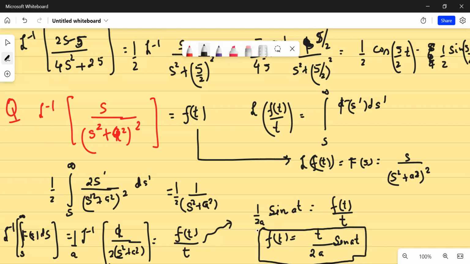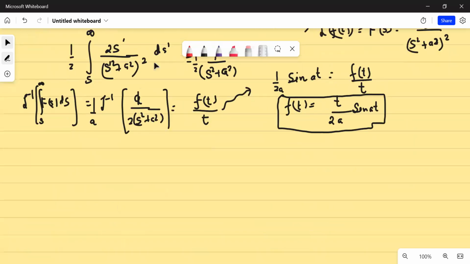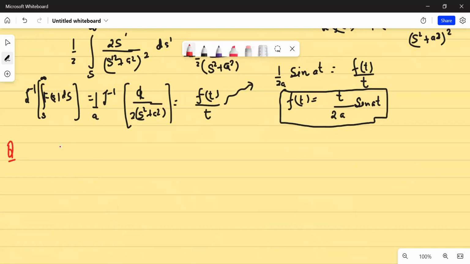Okay, I think it is easy to see. Let us try to find the Laplace inverse of 1 upon (s plus 1) into (s square plus 1).